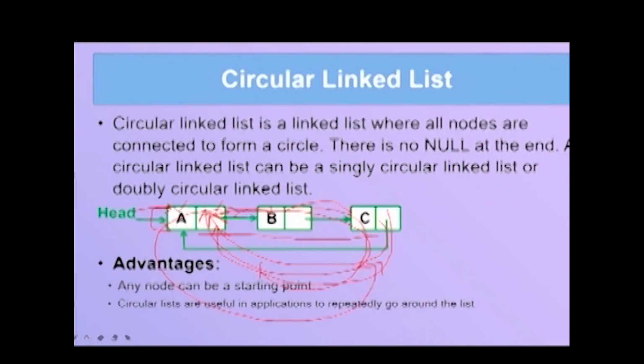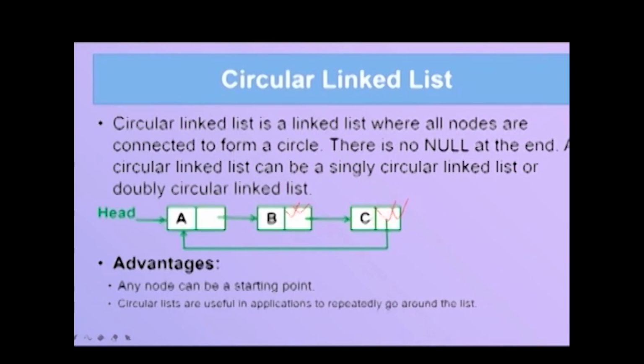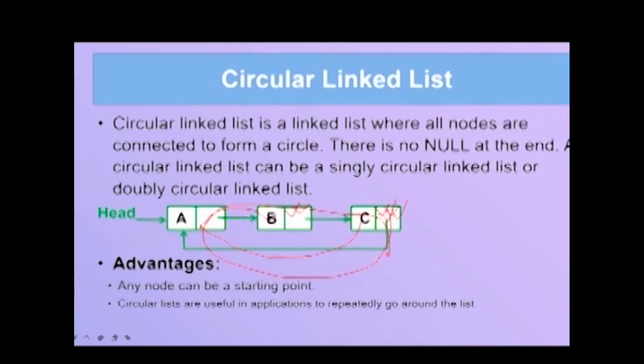So advantages: any node can be a starting point, right? You can start at this point, you can start from this point, you can start from any node. If you start from this node, you can traverse the whole linked list. You will go to A from C, then B from A, then again C from B, then you will end the loop.